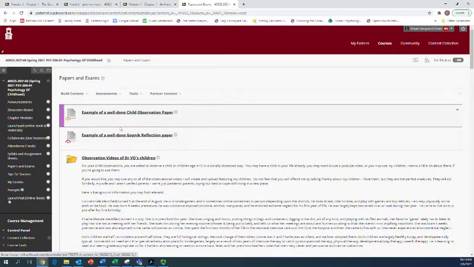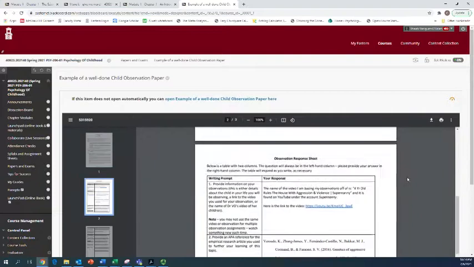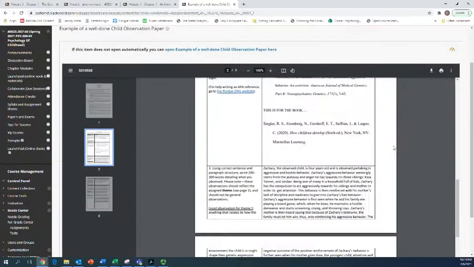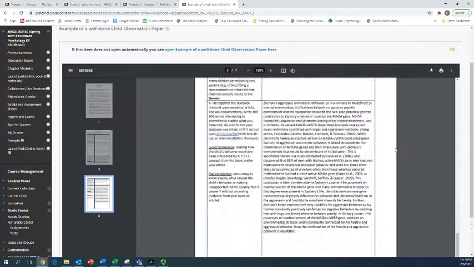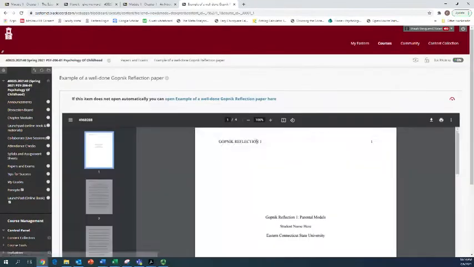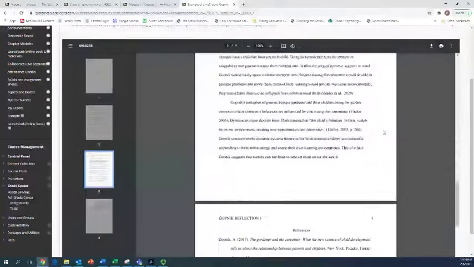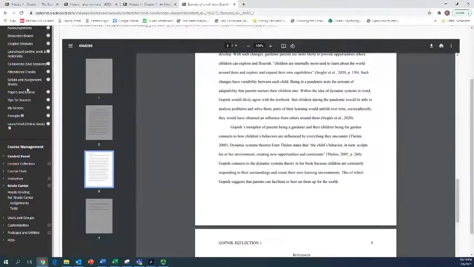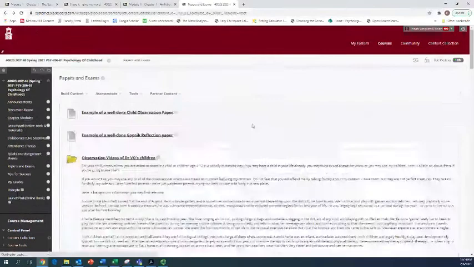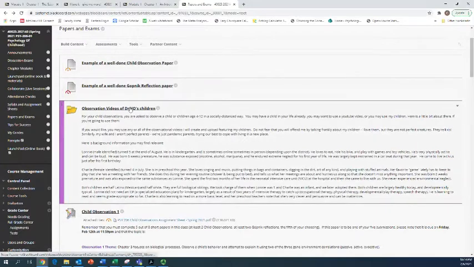And I'm trying to provide them with resources. So first, I give them example papers. Here's an example of a child observation that was very well done. Here's an example of a Gopnik reflection paper that similarly was very well done. It was an A caliber paper. So these are assignments that the students will be doing throughout the semester, although I changed my prompts. I'm offering a series of child observations. There are 4 of those offered and 4 Gopniks.